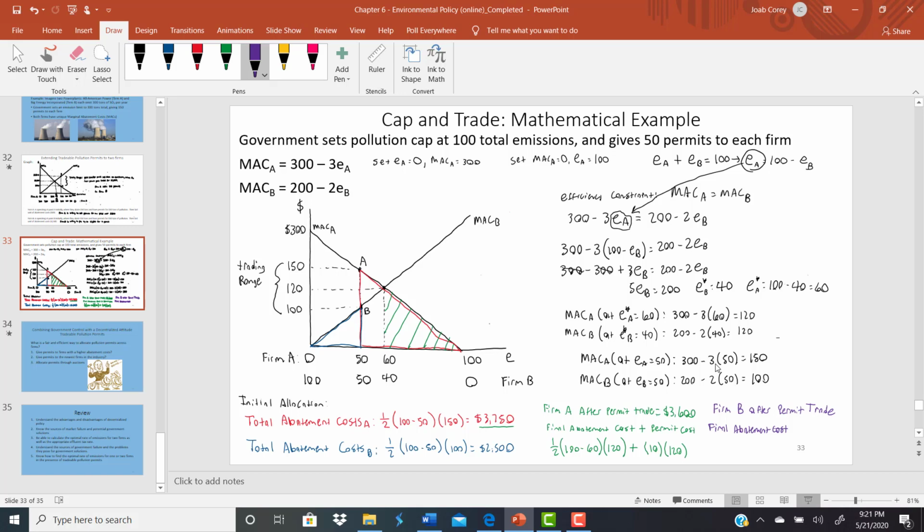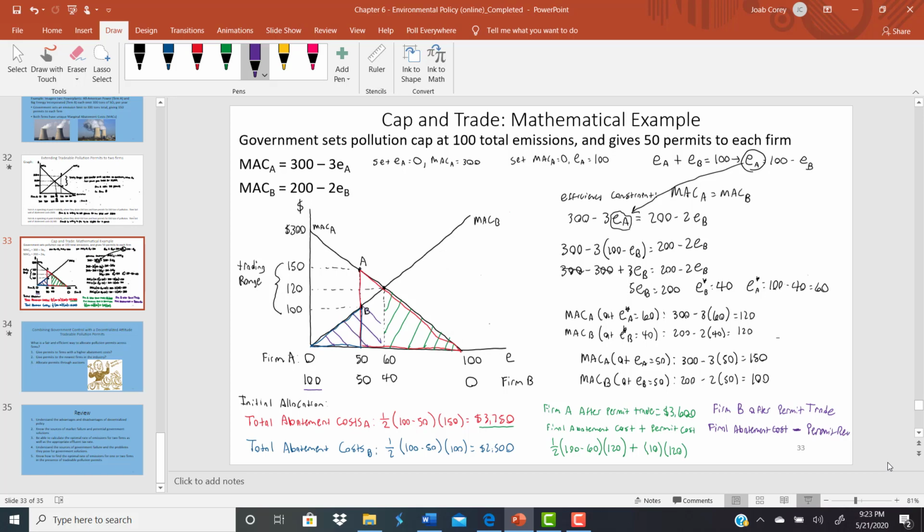But remember, now they're going to have to subtract from that their permit revenue, because they're now selling permits for money, and that income they receive from selling permits can be subtracted from their costs, right? So they started off with 100 emissions here, firm B did, and then they're going to have to abate a total of 60 emissions, because even though they were given 50 permits, so normally they'd only abate 50 emissions, they are going to sell 10 of those permits away, which means they now have to abate a few more emissions, which isn't that bad for them given that it's a little bit cheaper for them to abate emissions.